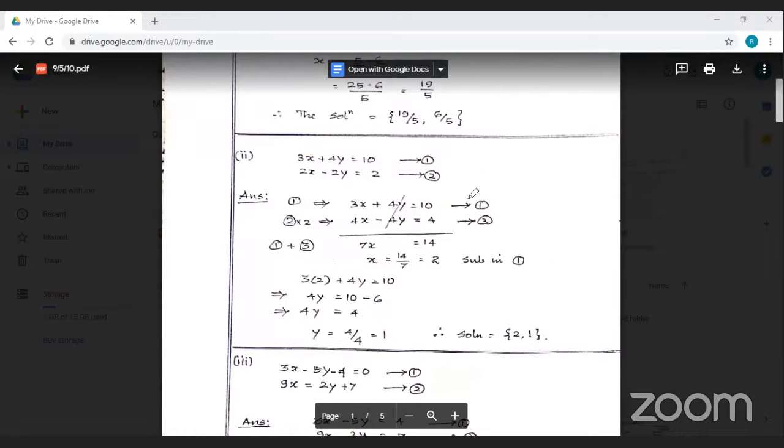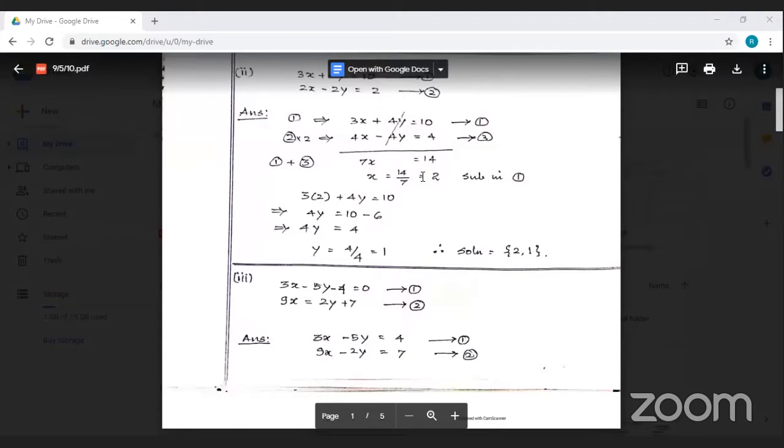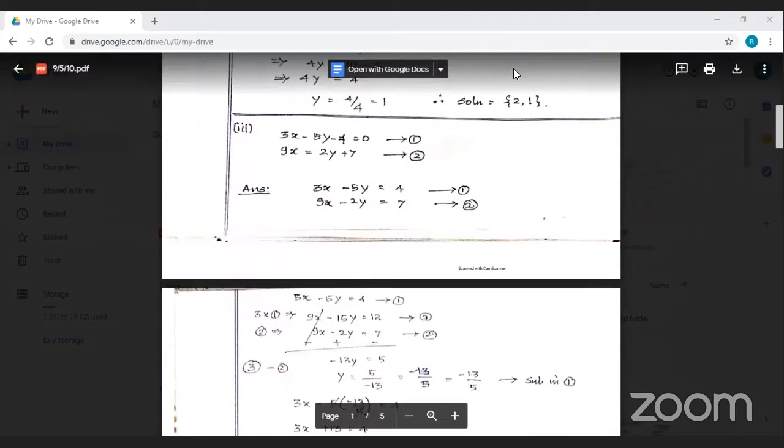Are you able to get this point? Yes, sir. You have to make the coefficient of one of the variables equal, then eliminate that one, and substitute the value in the other equation so that you can get the answer. Any doubt in this? No doubt, sir. Shall we go to the next problem? Yes, sir. Now, two equations are given.